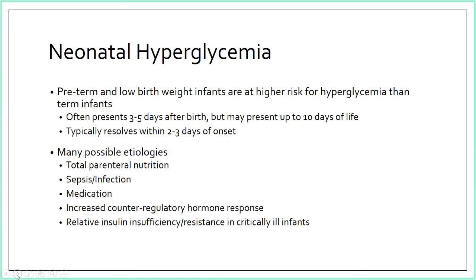There are a number of possible etiologies to explain neonatal hyperglycemia. Total parenteral nutrition is used very commonly in neonates, and that can contribute to hyperglycemia. Certainly sepsis or infection of any sort. Oftentimes critically ill infants are on a number of medications that could contribute to hyperglycemia. They have increased counterregulatory hormone response, and they have relative insulin insufficiency in the setting of their critical illness.